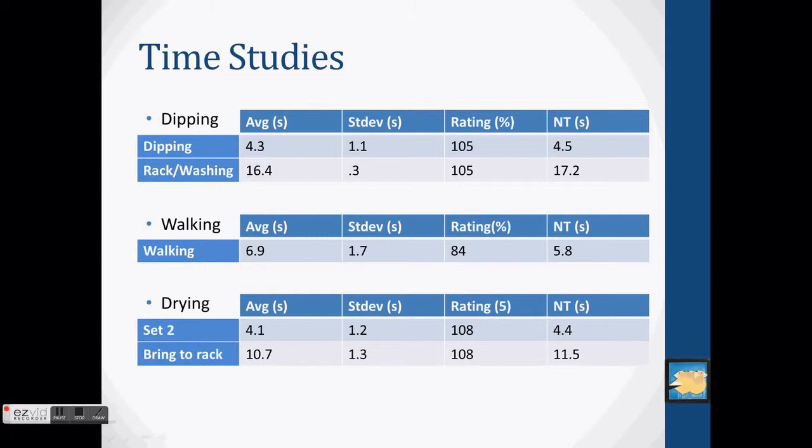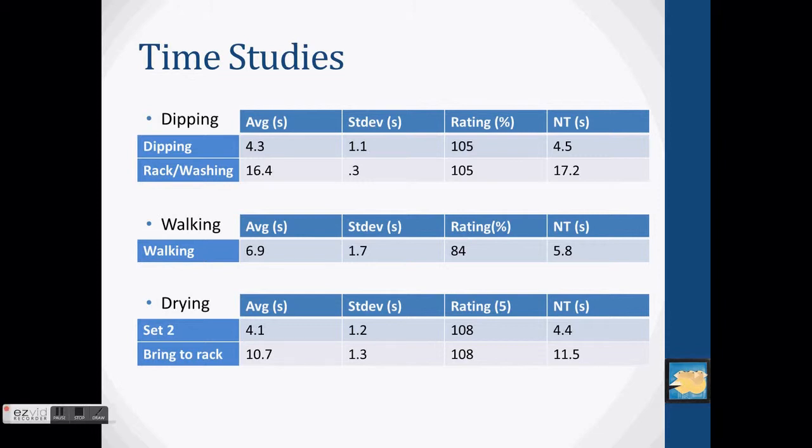Here are the time study results. For dipping, the physical action of dipping the tile had a normal time of 4.5 seconds, while spraying the tiles before dipping them has a normal time of 17.2 seconds. This part of the process is outside of the scope of our project. Walking had a normal time of 5.8 seconds.